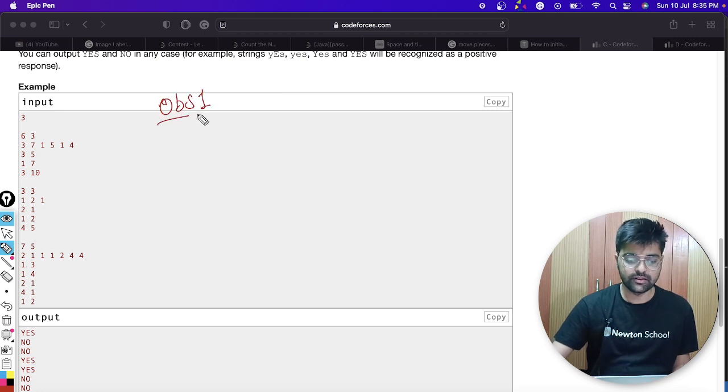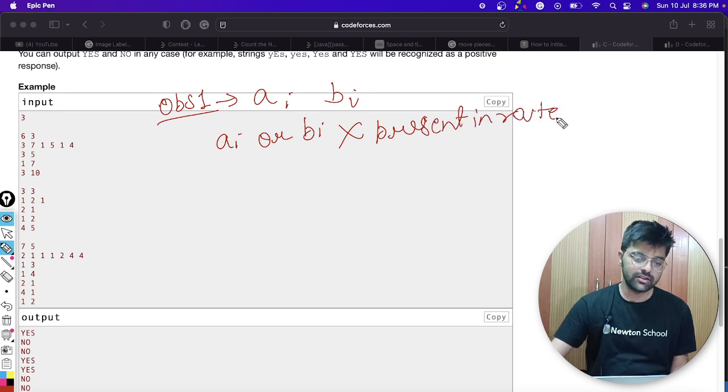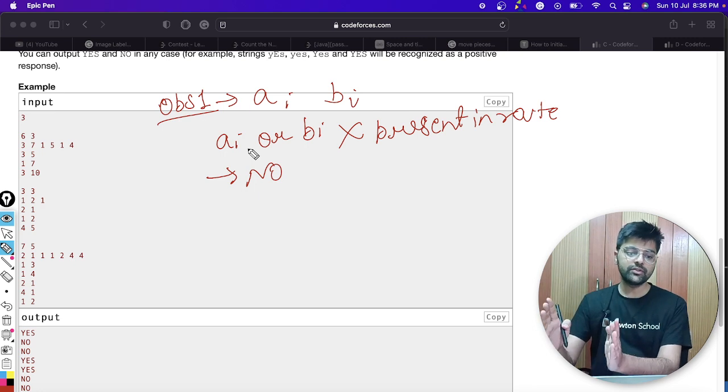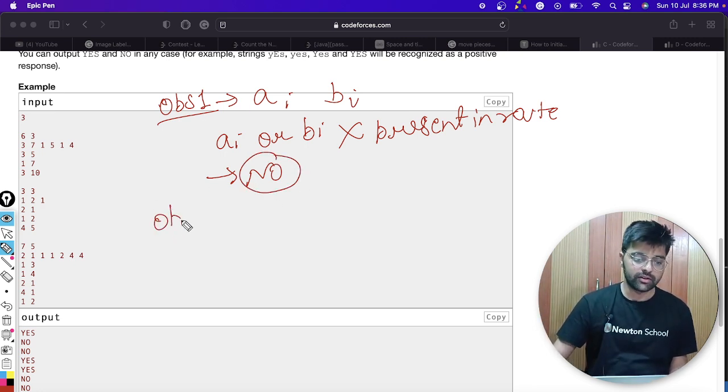There is the first case, there are observations. Observation one is, let's say, AI or BI not present in the route. So what will be the answer? The answer will be no. If the path does not exist, we cannot go from one station to another, right? So the answer will be no, right?